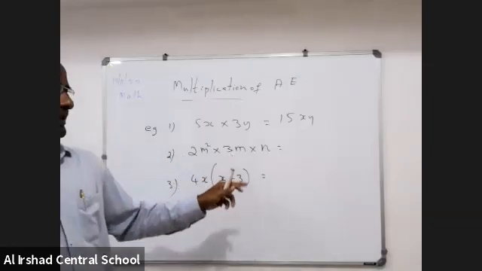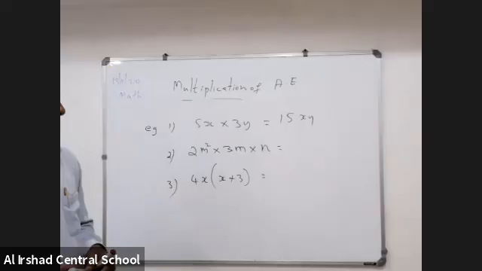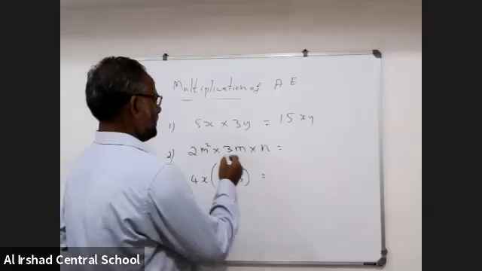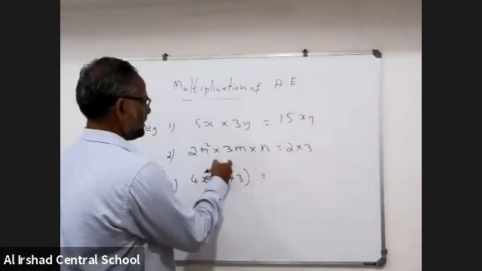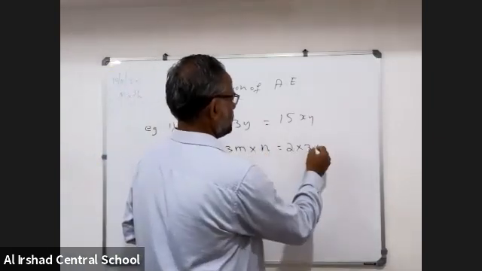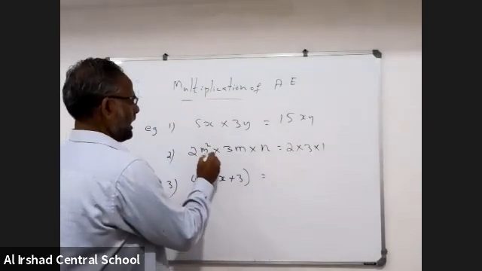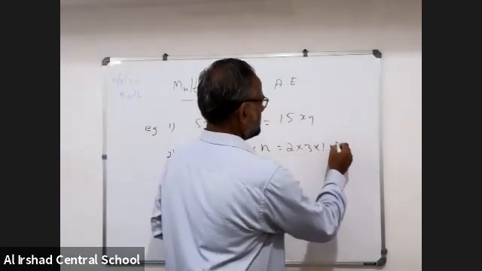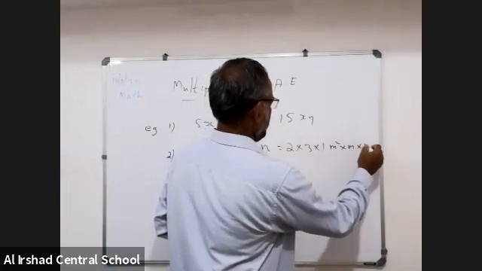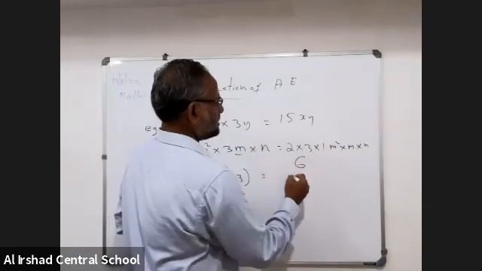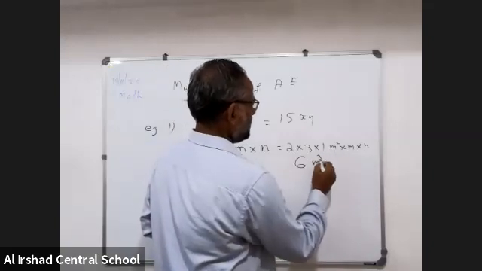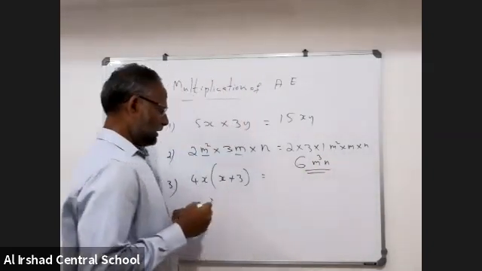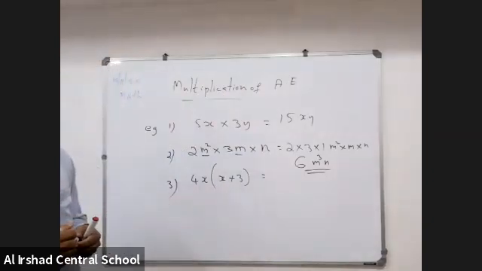Anybody please tell me what is the answer of this one? 6m raised to 3 raised to n. Very good. What you are doing? 2 into 3, all coefficients you are multiplying. What is the coefficient of n? That is 1, no need of considering. Then m square into m into n. That means 2 into 3, 6. m square into m, that is m cube into n. So 6m cube n.